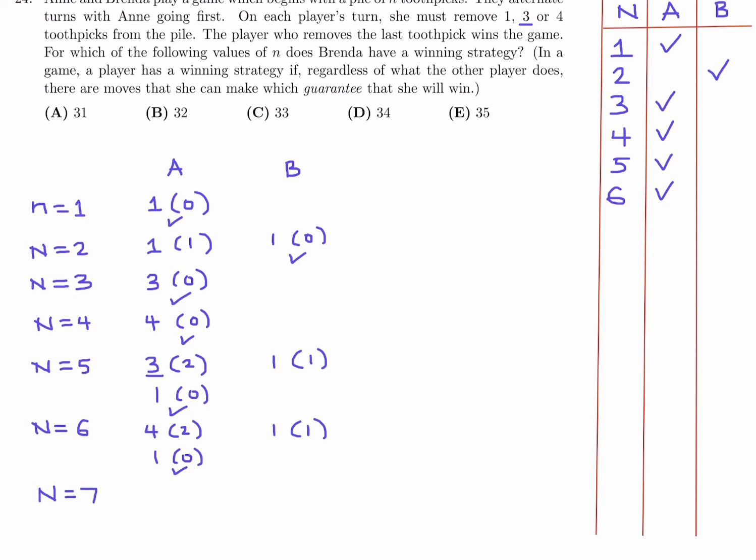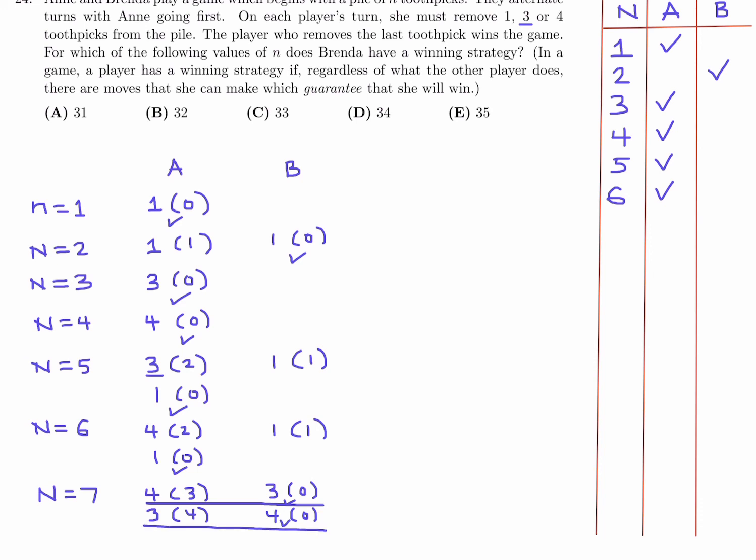Now N equals 7. When N equals 7, we got a few scenarios, right? When Anne removes 4, there'll be 3 left. If there's 3 left, then Brenda can just remove those 3 and she wins. But we got to think about other scenarios too. That's just one scenario. If N equals 7 and Anne removes 3, there's 4 left. But Brenda can remove those 4 and win that way.